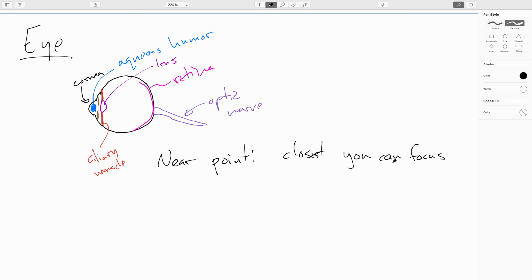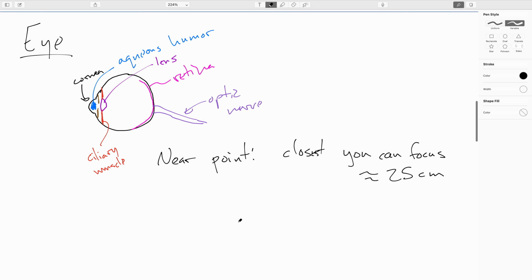And we're talking here about young people who haven't developed any particular vision conditions yet. This number turns out to be roughly 25 centimeters. So if you try to look at something closer than 25 centimeters, you won't be able to bring it into focus. And if you say, wait a minute, I totally can, well, that's because you're nearsighted. Hold on to that thought.